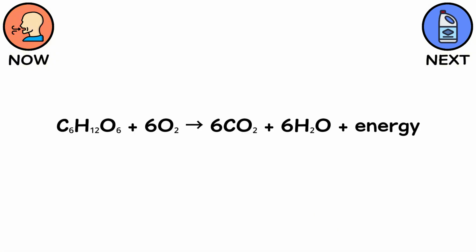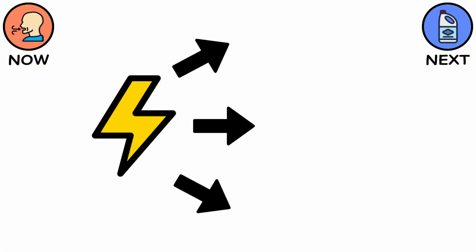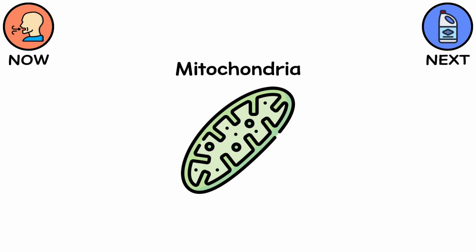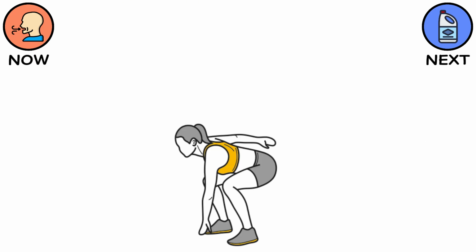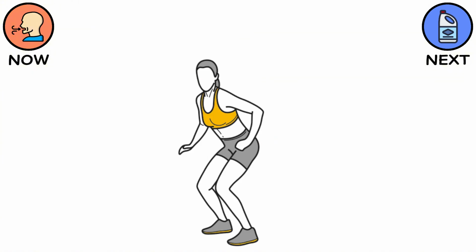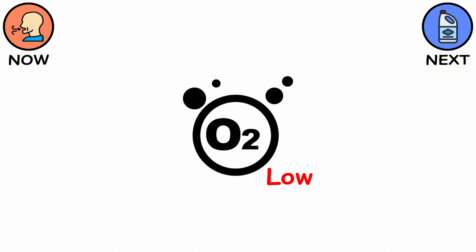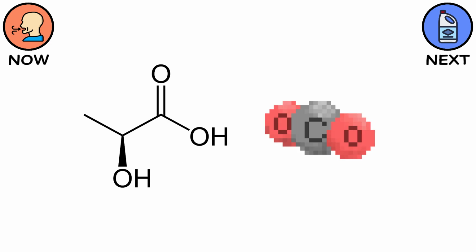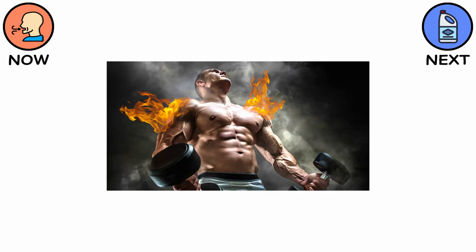That energy fuels every heartbeat, every thought, every step. Mitochondria are often called the powerhouses of the cell because they perform this complex multi-step reaction using enzymes, transport chains, and proton gradients. And yes, when you exercise, your cells demand more oxygen, which is why you breathe faster. When oxygen runs low, cells switch to anaerobic respiration, producing lactic acid instead of CO2. And that's when your muscles start to burn.